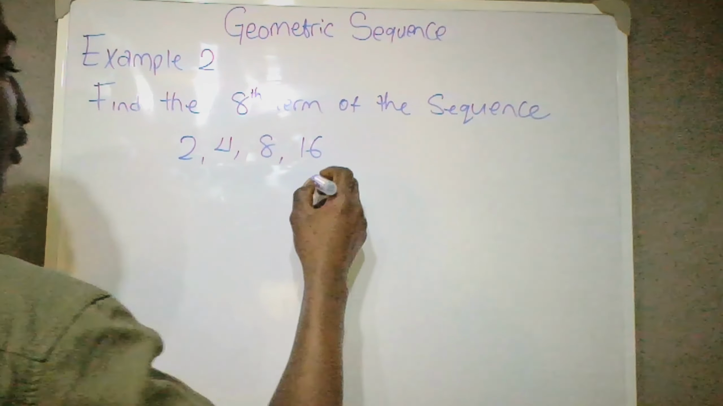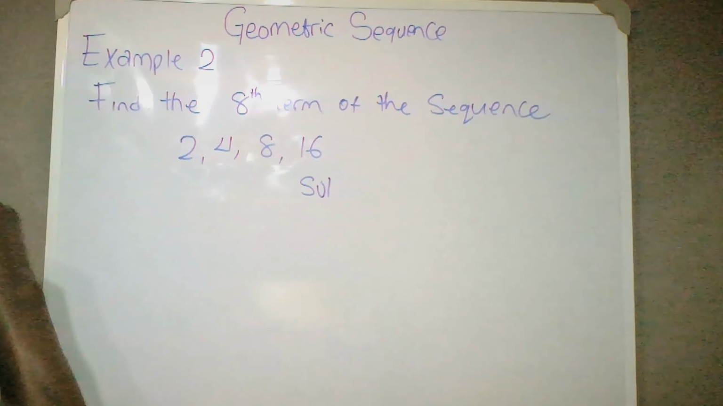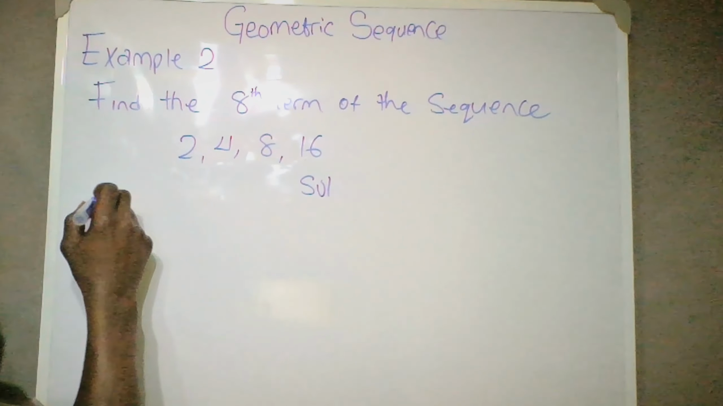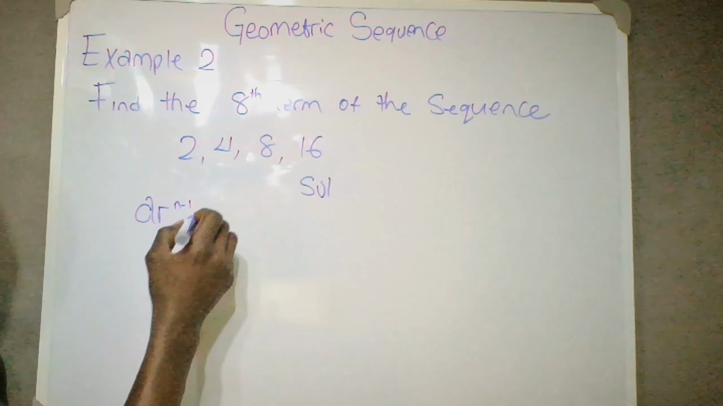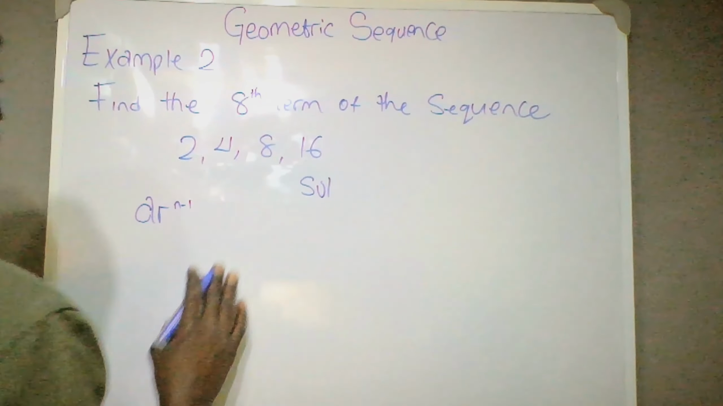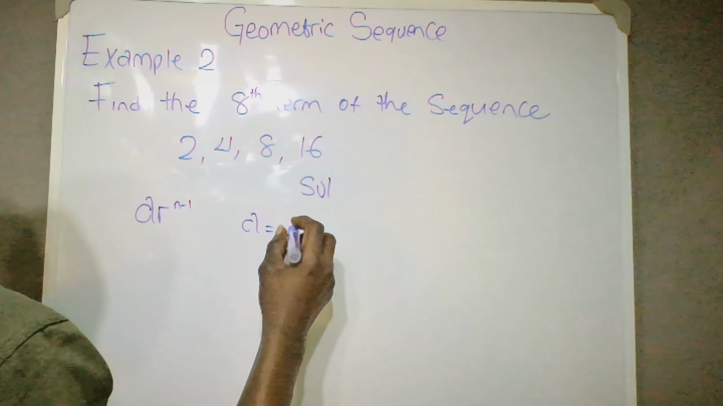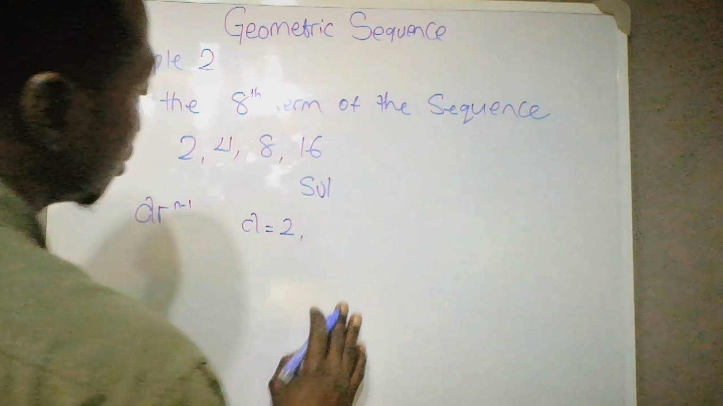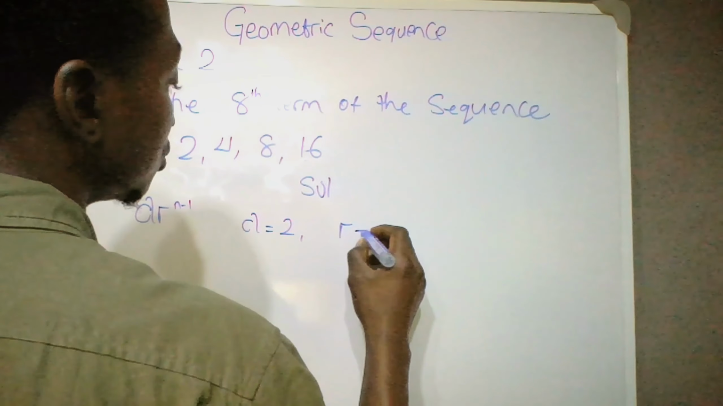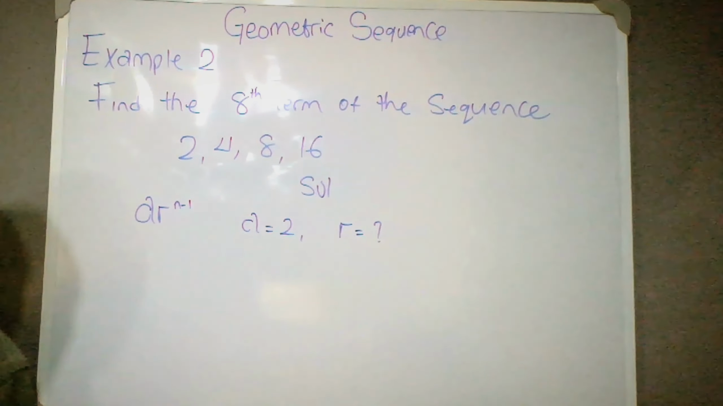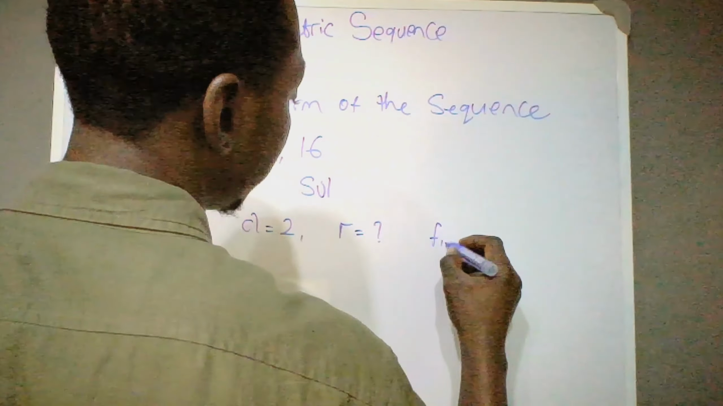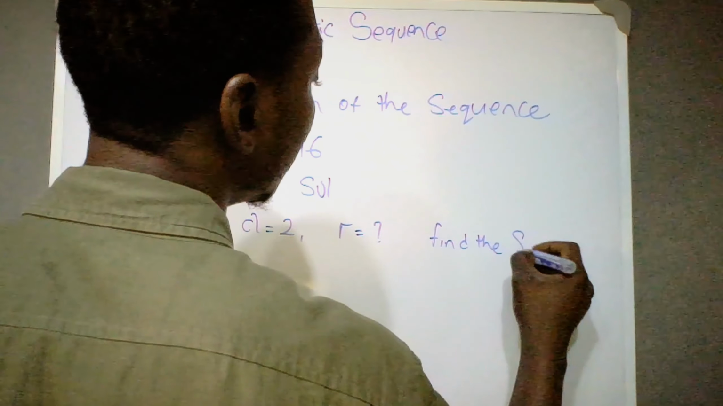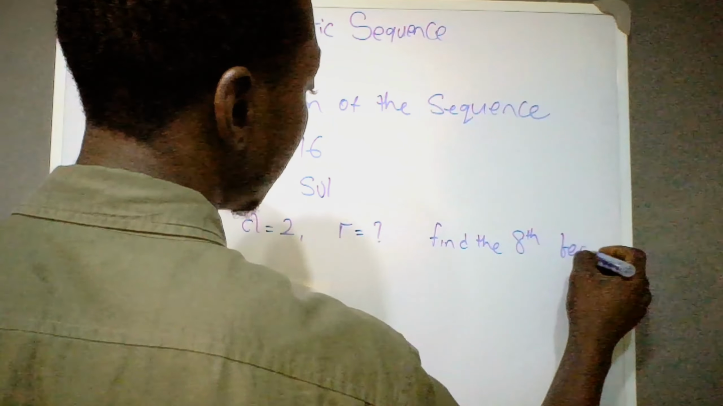So we have a question: find the eighth term of the sequence 2, 4, 8, and 16. First thing, we have a formula, which is a r raised to the power n minus 1. We have our first term, which is 2, our ratio is unknown, and we are to find the eighth term.